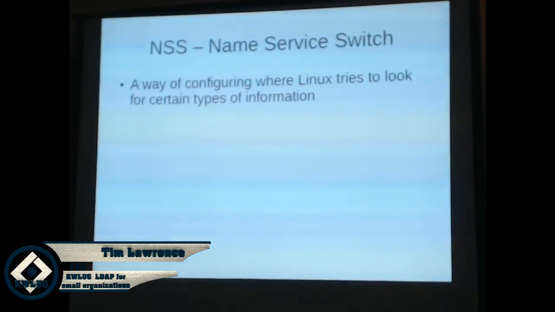So what they did was they came up with a standardized way of telling the operating system where to look for user IDs, where to look for groups. And that was called NSS, or Network Name Service Switch. It also specifies where you can look for protocol names, where you can look for network names, where you can look for hosts, and that's where DNS comes in.